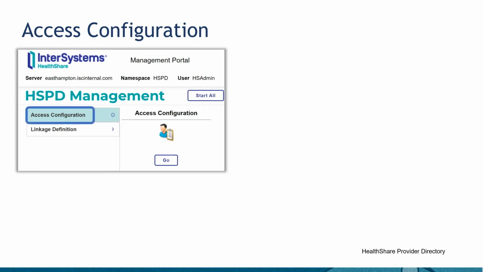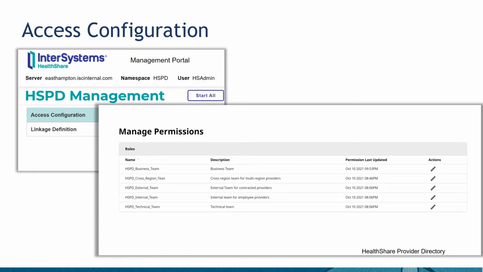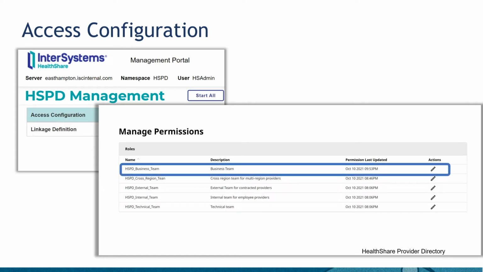We've added a new feature of provider directory called access configuration. For access configuration, you can go in there and manage permissions for roles. In this case, we're going to go through business teams. And for the business team, we're going to drill down and show how you can control access for different records in the directory. These are additional custom site roles that you can define in the directory, and you can define what information can be added or updated for those roles.